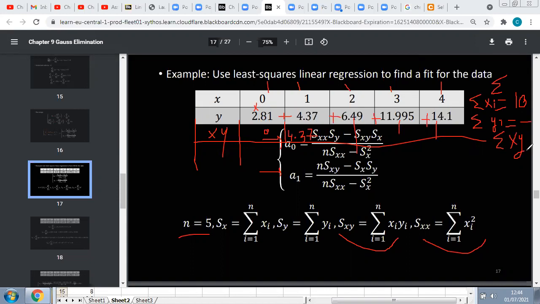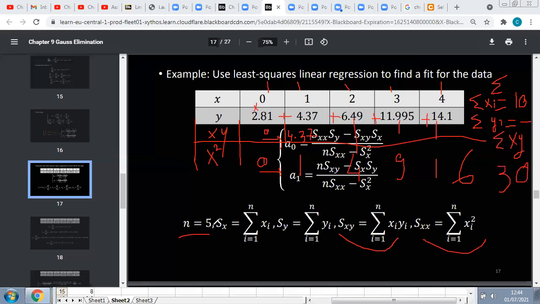And finally, the last row will be x squared. So here I have 0, 1, 4, 9, 16. And if I add them, I have 30. Okay, I get 30.